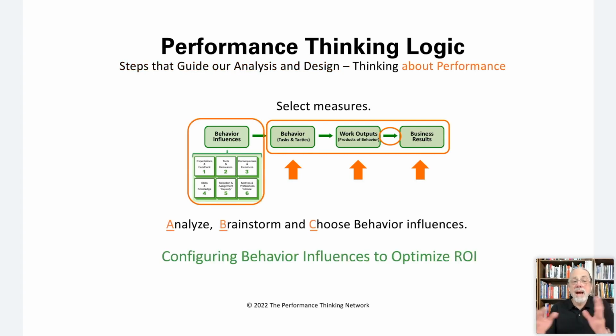Once we've got that, now we look at the behavior influences. And we have this little mantra. We talk about analyze, brainstorm, and choose behavior influences. And it's really how we apply design thinking or design engineering to performance improvement. Because first of all, once you know the behavior needed to produce the outputs, you want to know what's working and what's not in each of the cells of that model. So you analyze. And then, and this is the thing we introduced maybe seven or eight years ago, we want to brainstorm.